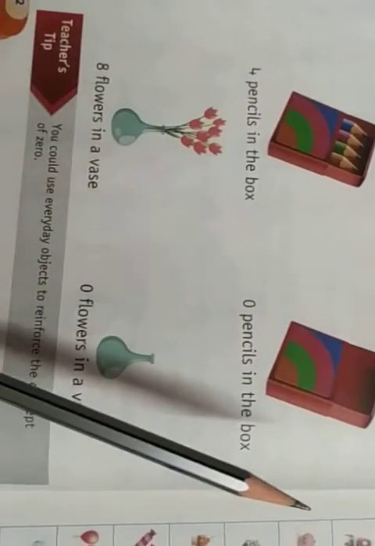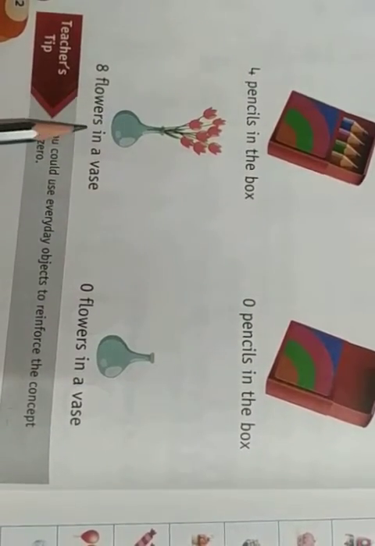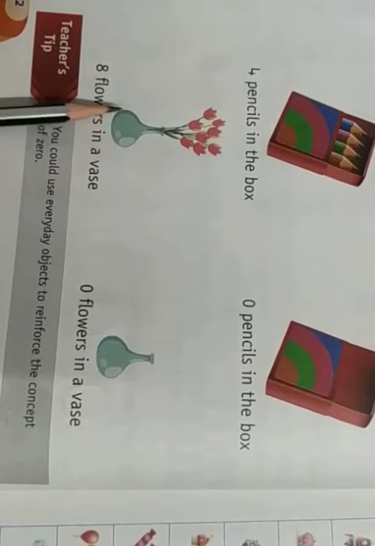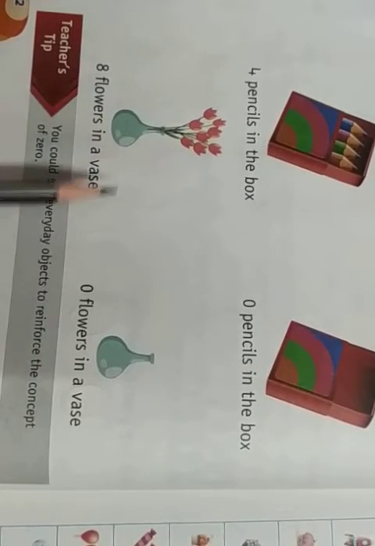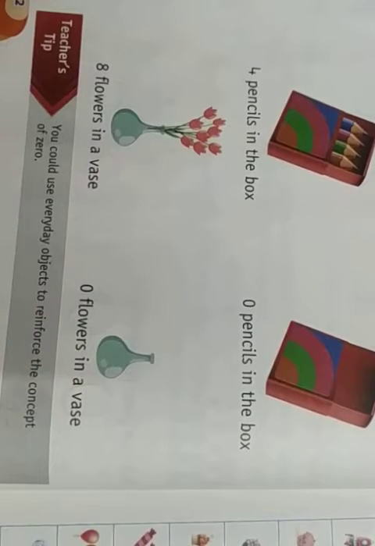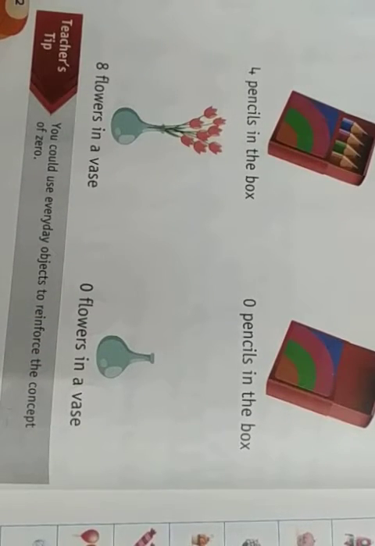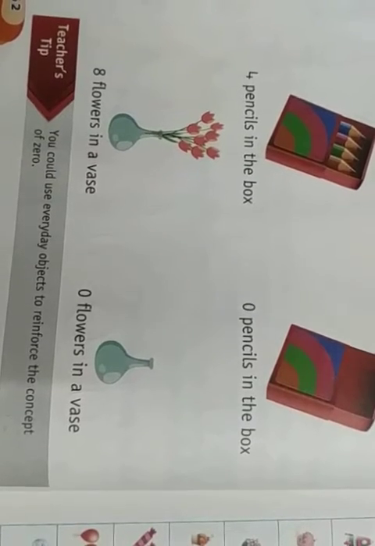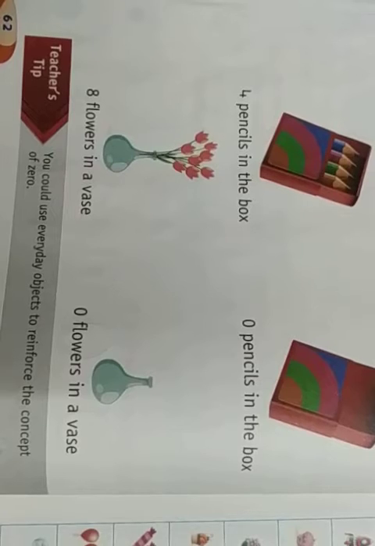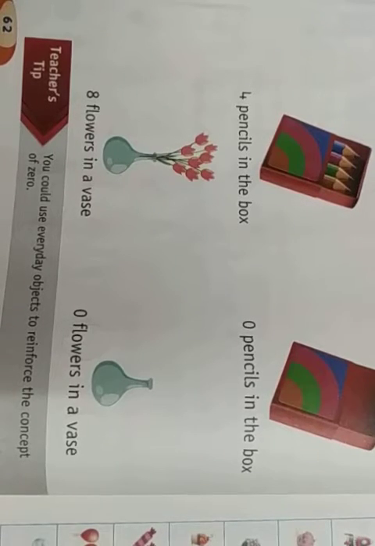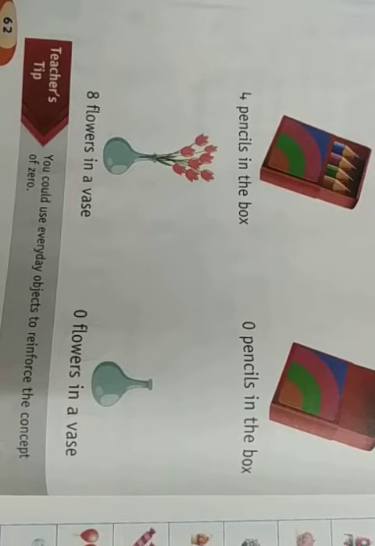Okay? Next is 8 flowers in a vase. Here, 0 flowers in a vase. Alright. Like this, you can do many objects. For example, you had 3 chocolates, and you gave 2 chocolates to me. Then how many chocolates with you? None. Means 0. Like this, you can practice with your brother or sister. Alright?